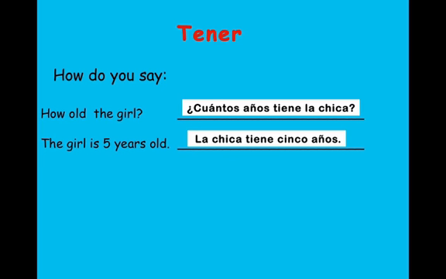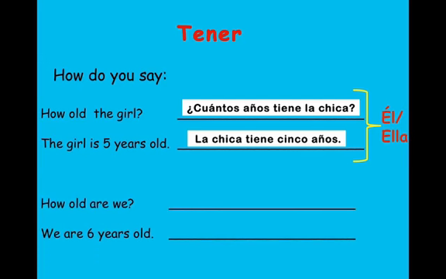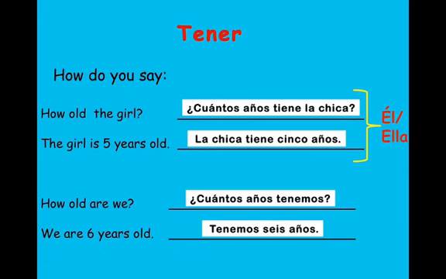So what person do you think you're talking about? First person singular, second person singular, third person singular? Él or ella, which is the third person singular. It means he or she. How old are we? We are 6 years old. We're talking plural, so this is first person plural. ¿Cuántos años tenemos? Okay, so we conjugate the verb to have to mean we. Tenemos 6 años. We are 6 years old.